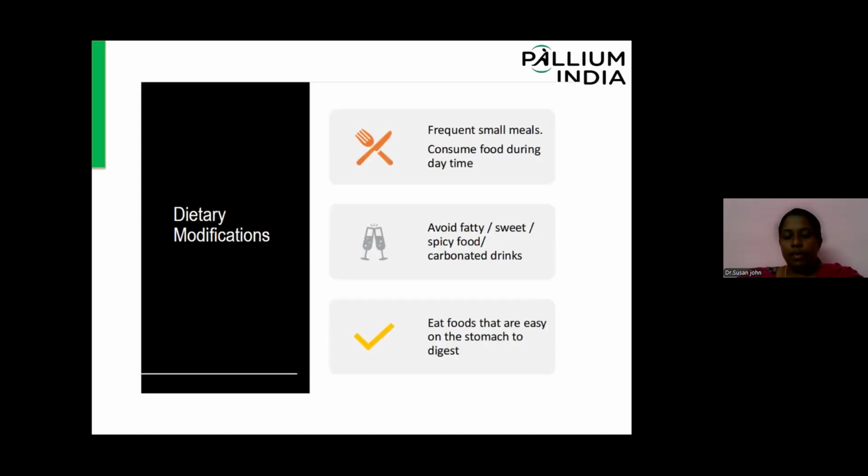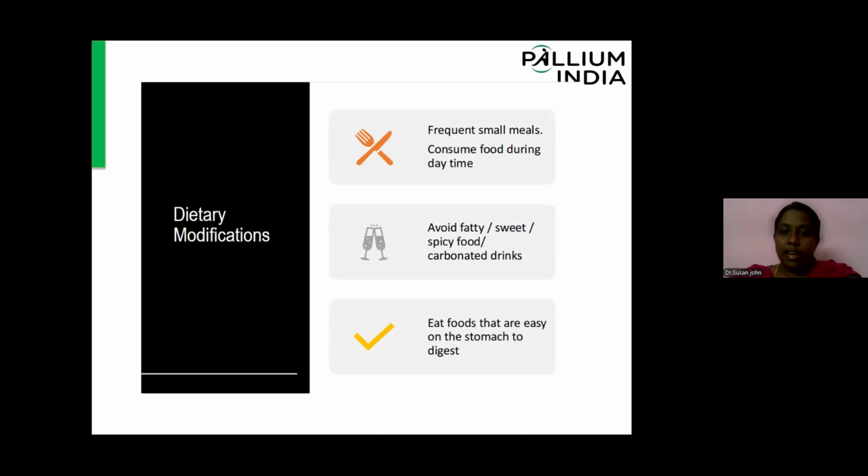So we already discussed some dietary modification. Most of the time the patient is not able to take food as earlier. Maybe there is some swallowing difficulty, maybe oral thrush, or some decreased appetite. So you have to tell them they can take frequent small meals, small quantities at different timings. If the patient is able to take half a dosa or one dosa in the morning, they can try again after 1 or 2 hours. That is small frequent meals, and consuming food during the daytime.